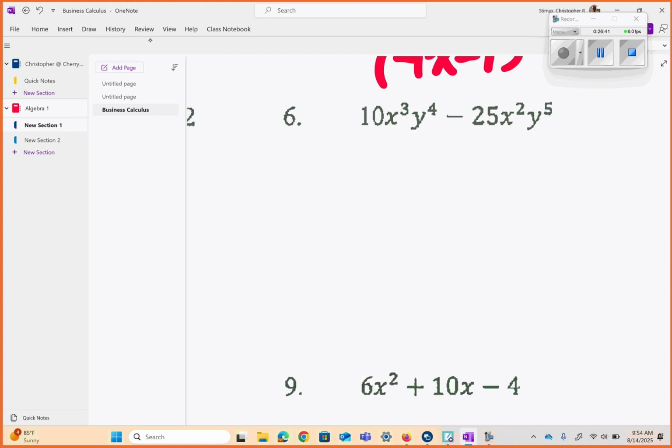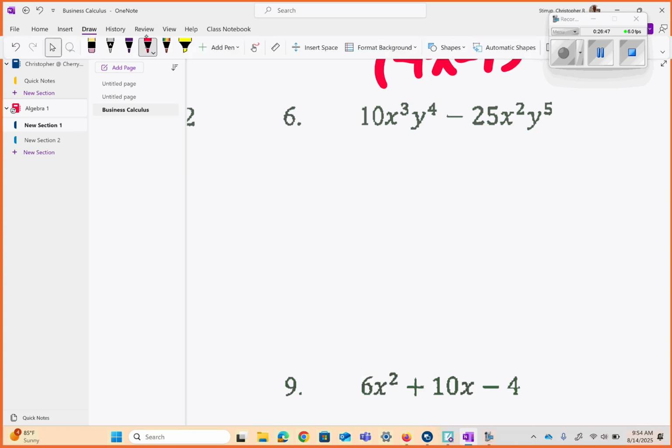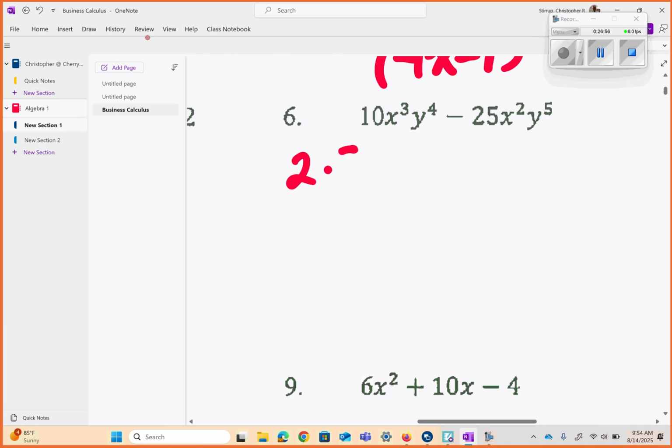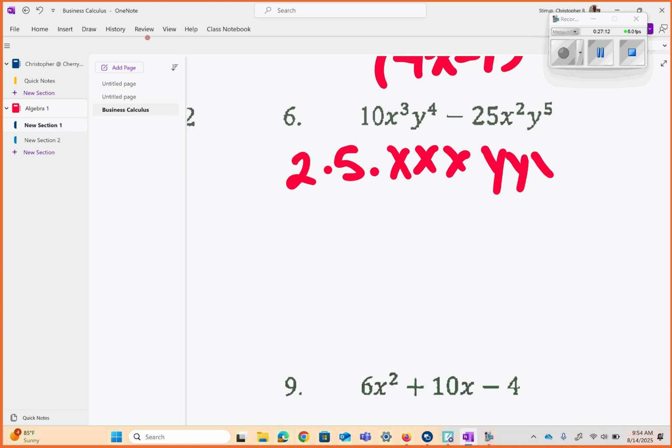Okay. So, a few things that we need to do. When we get to this type of problem, we have to think a little bit deeper. We have to bring back in a little bit of our prior knowledge. So I'm going to say, well, I know that 10 is 2 times 5. Do you agree with that? And I know that x to the 3rd is the same thing as x times x times x. Do you agree with that? And I know that y to the 4th is y times y times y times y. These are all being multiplied together.